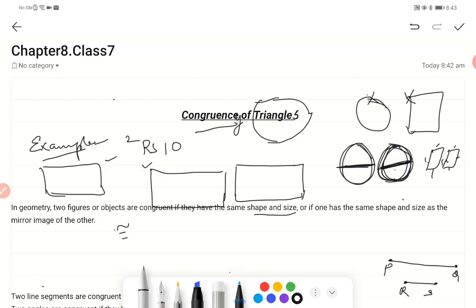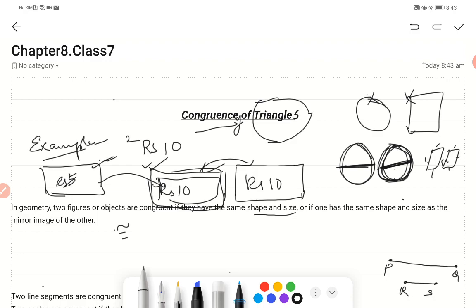So the 5 rupee note and the 10 rupee note are not congruent. Two 10 rupee notes are congruent, whereas one 5 rupee note and one 10 rupee note are not congruent. We can check it just by placing the 5 rupee note on top of the 10 rupee note. The 5 rupee note is not covering totally up to the ends of the 10, so its size is different, isn't it? So we will say these two notes are not congruent to each other.